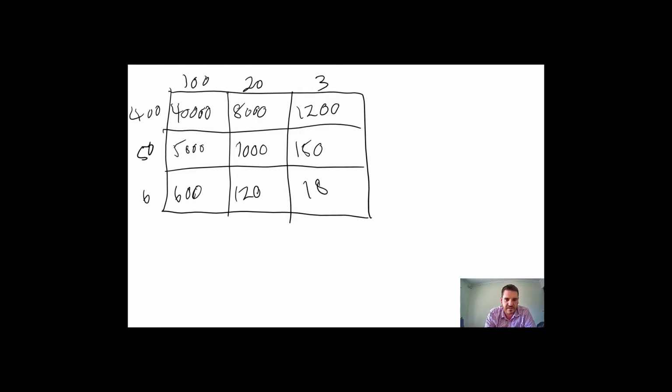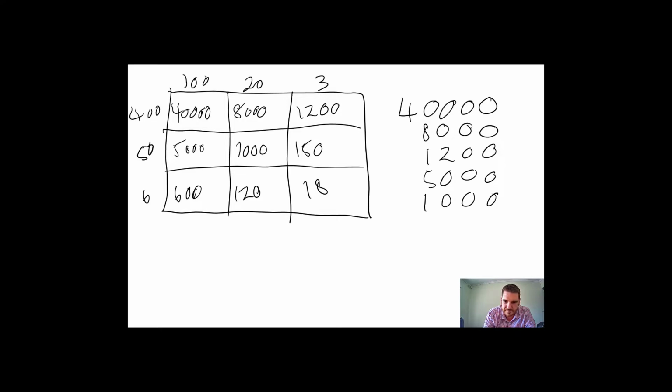Now I need to set that up neatly to add them all up. And you'll notice here that these sums can become quite monstrous. So 40,000. Alright, then I'll put 8,000 there. 1,200. 5,000. 1,000. 150. 600. 120 and 18. Alright, going down here.